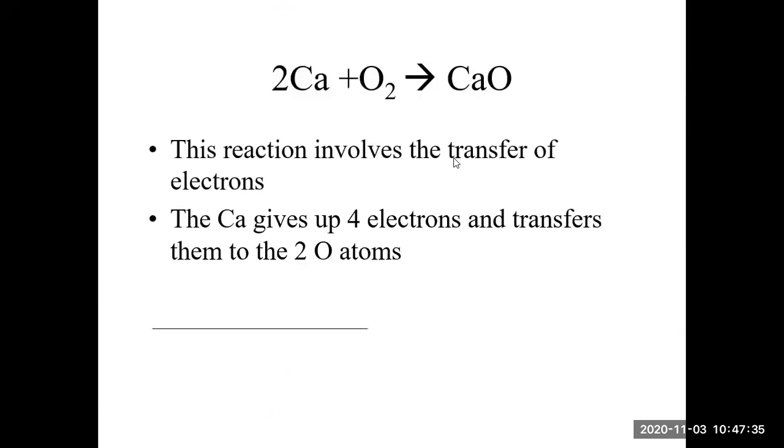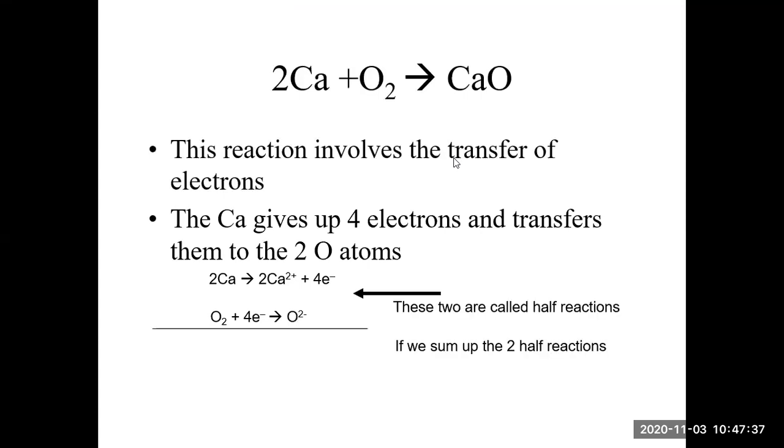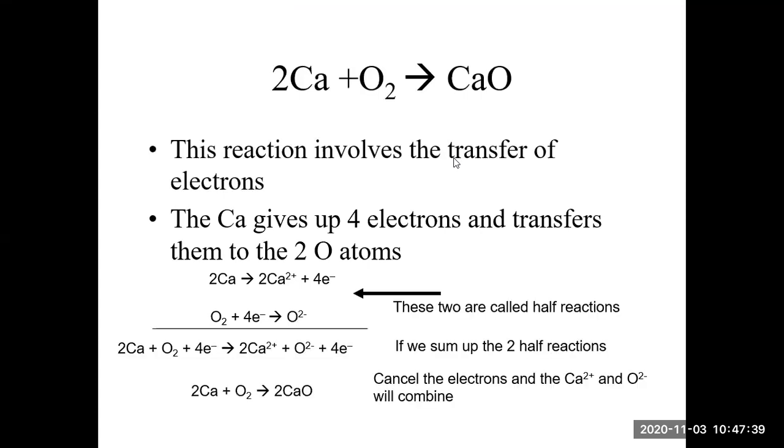Here's another example here. If we look at these guys, if we look at our calcium here, again, our calcium is going from 0 in terms of its oxidation number, as it's by itself uncombined. Oxygen here is 0 as well. When these two come together, this is when our calcium gets the +2. This is when our oxygen gets the -2.